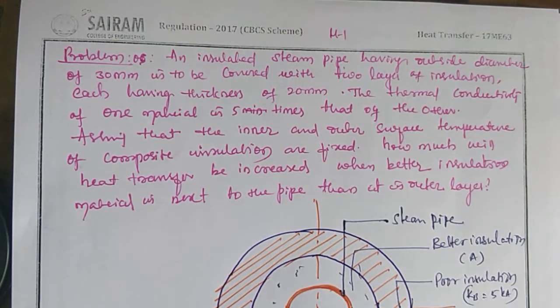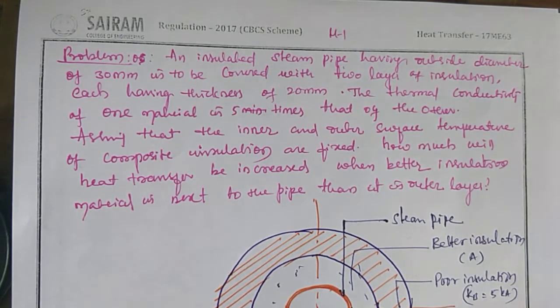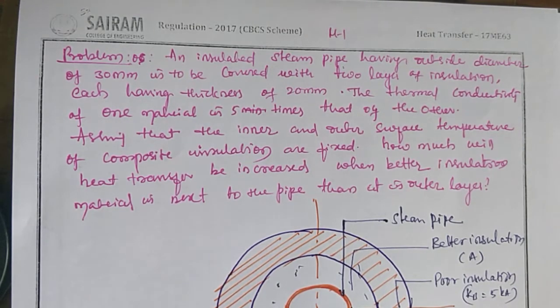So what he is actually asking is that we have to find the percentage of decrease in heat transfer. To calculate the percentage decrease in heat transfer, we must calculate two heat transfers. One is when the better insulation is at the outside, another is when the better insulation is at the inside. So in both cases we have to find it, then only we can calculate the percentage decrease in heat flow.